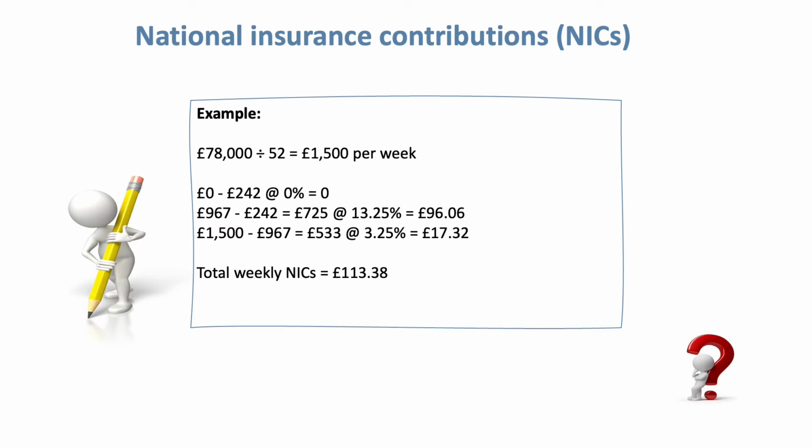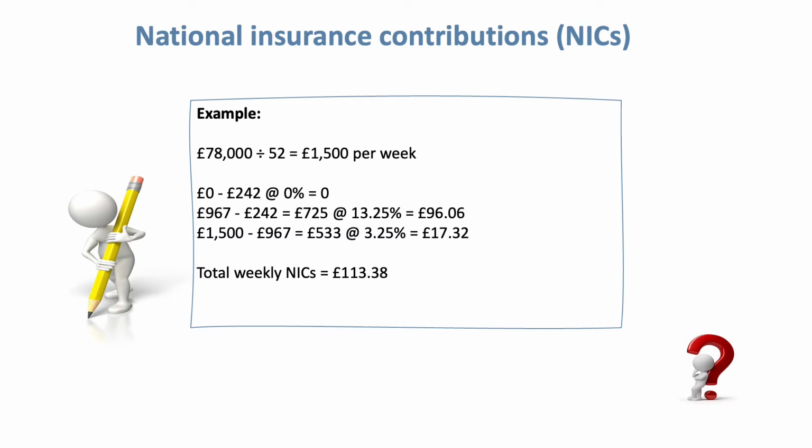So working this through then, we've got a £78,000 salary. If we divide that by 52, then we get our weekly pay of £1,500 a week. Makes it easier because the tax tables show us this is on a weekly basis. And then we can apply that £1,500 essentially to the bands.